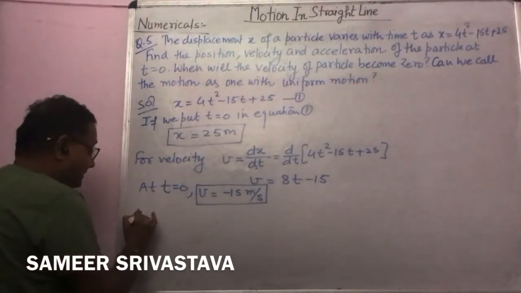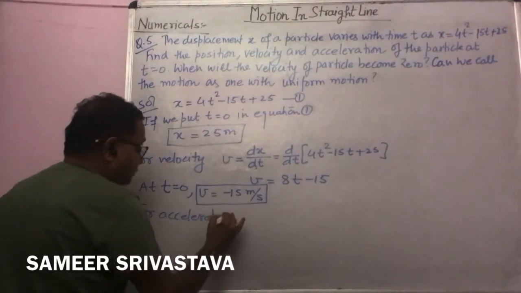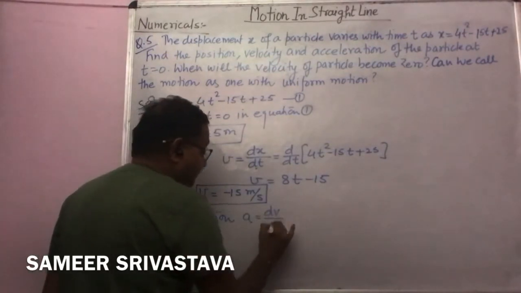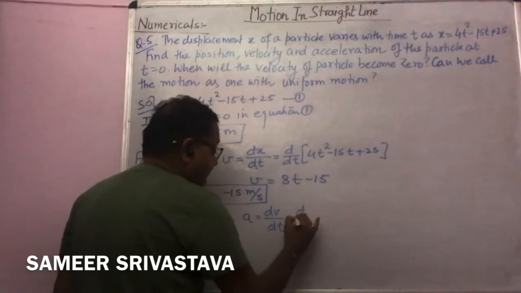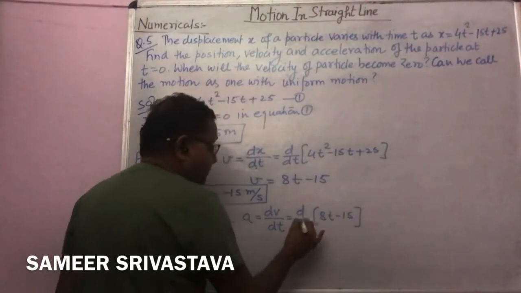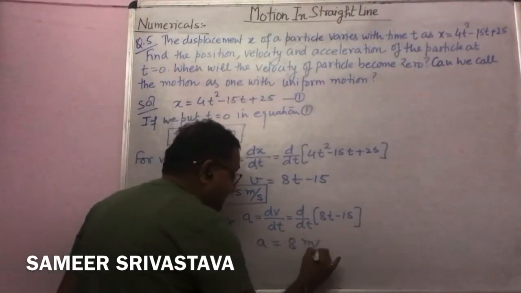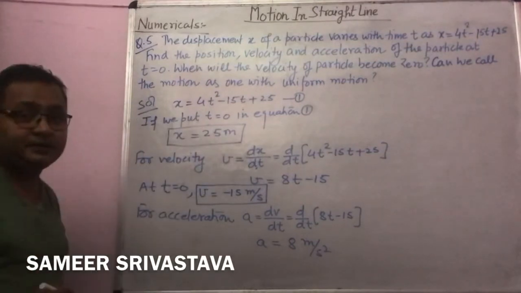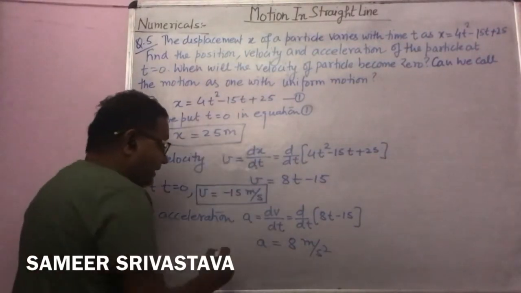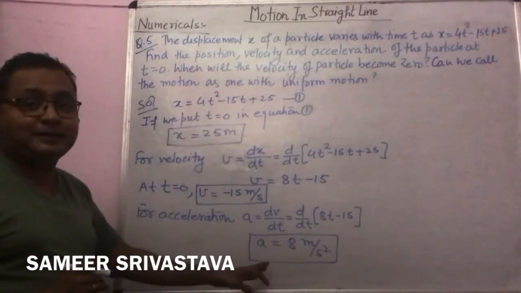Now for acceleration, again we have to differentiate the velocity equation. As we know that a is equal to dv upon dt, we differentiate the velocity equation 8t minus 15 with respect to time. So here we get 8. So acceleration is 8 meter per second square. So this is the value of position, velocity and acceleration at the time t equal to 0.